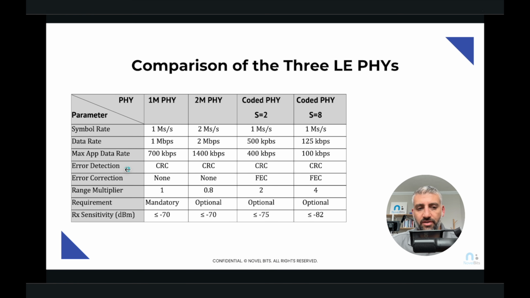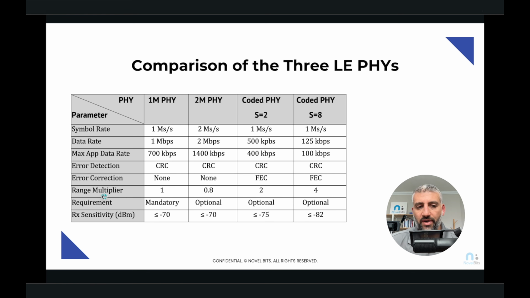In all cases, there is error detection built into the protocol, and that's available via the CRC that's computed on the packet. We'll see that when we start looking at packets. Error correction, again, is only available in the coded PHY option, so it's not available for the 1 meg or the 2 meg PHY.